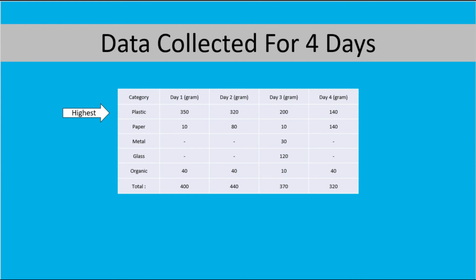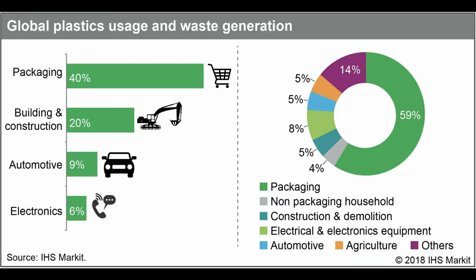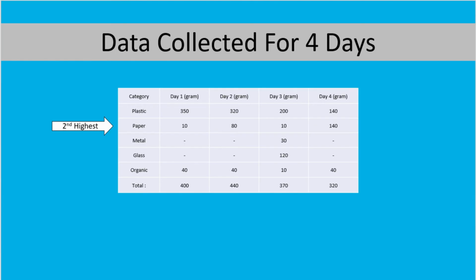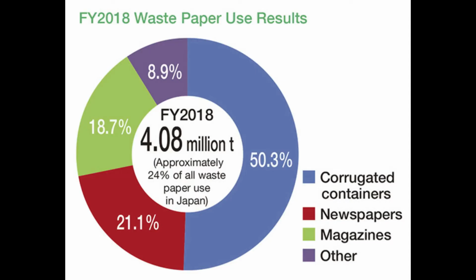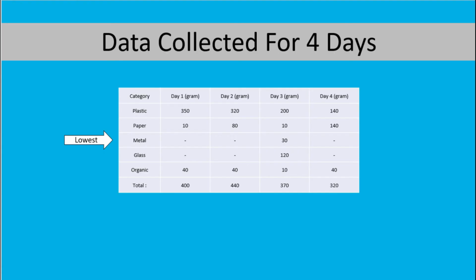This is because plastic is the most used material for daily activities, such as packaging goods, electrical device covers, and others. On the other hand, paper has the second highest mass ratio compared to metal, glass, and organic waste. This happens because paper is used daily as writing sheets and also packaging goods as an alternative to plastic.